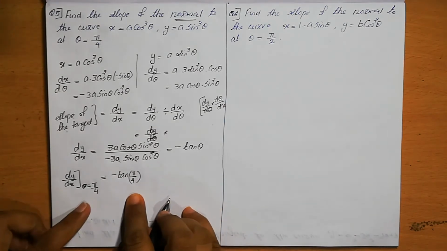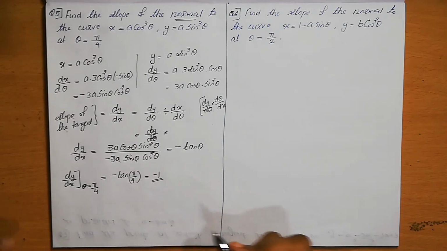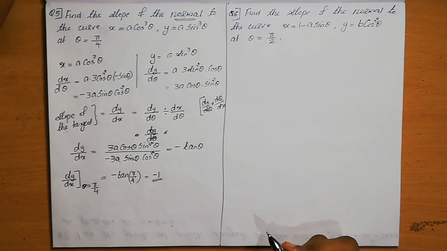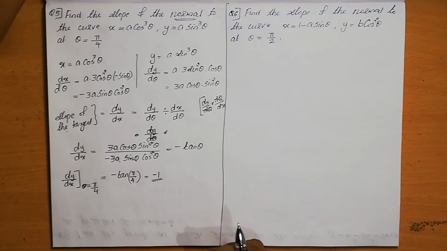The tan pi by 4 is 1. So this minus means minus 1. Correct. Next we know that the slope of the normal is minus 1 by slope of the tangent only, right? That means why? Because tangent is perpendicular to the normal. So slope of the tangent into slope of the normal equal to minus 1.